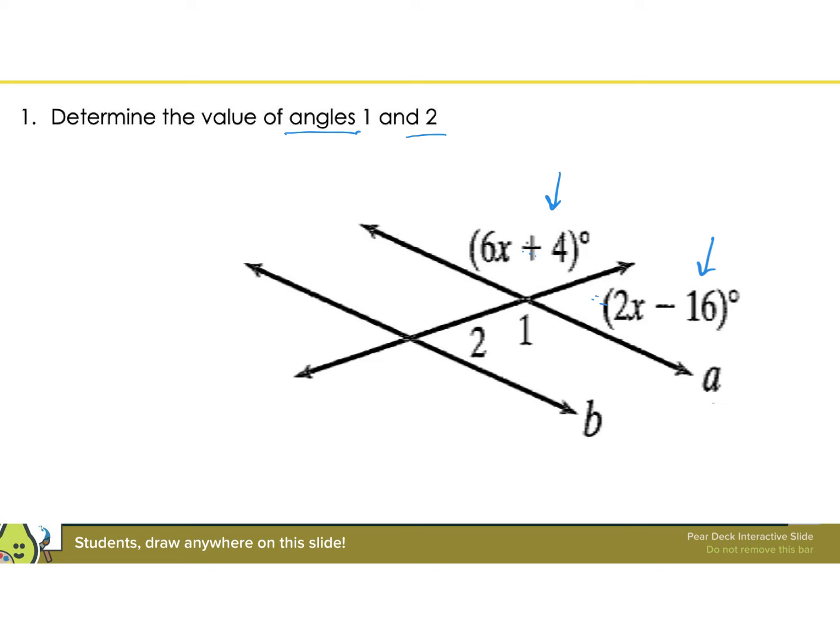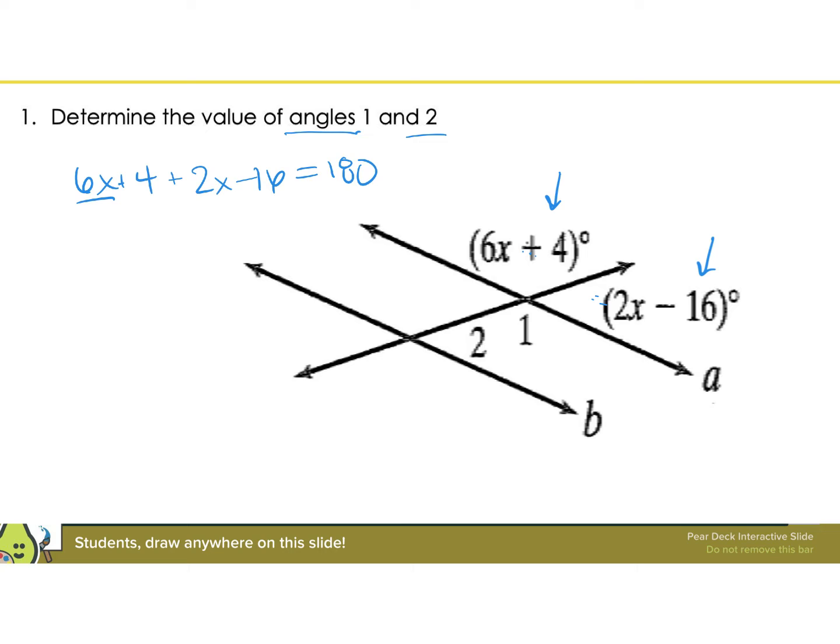These angles are supplementary, so I have to add them together. 6x plus 4 plus 2x minus 16, and I set them equal to 180. See, I don't like these equations. To me, they're longer, but I have no choice.